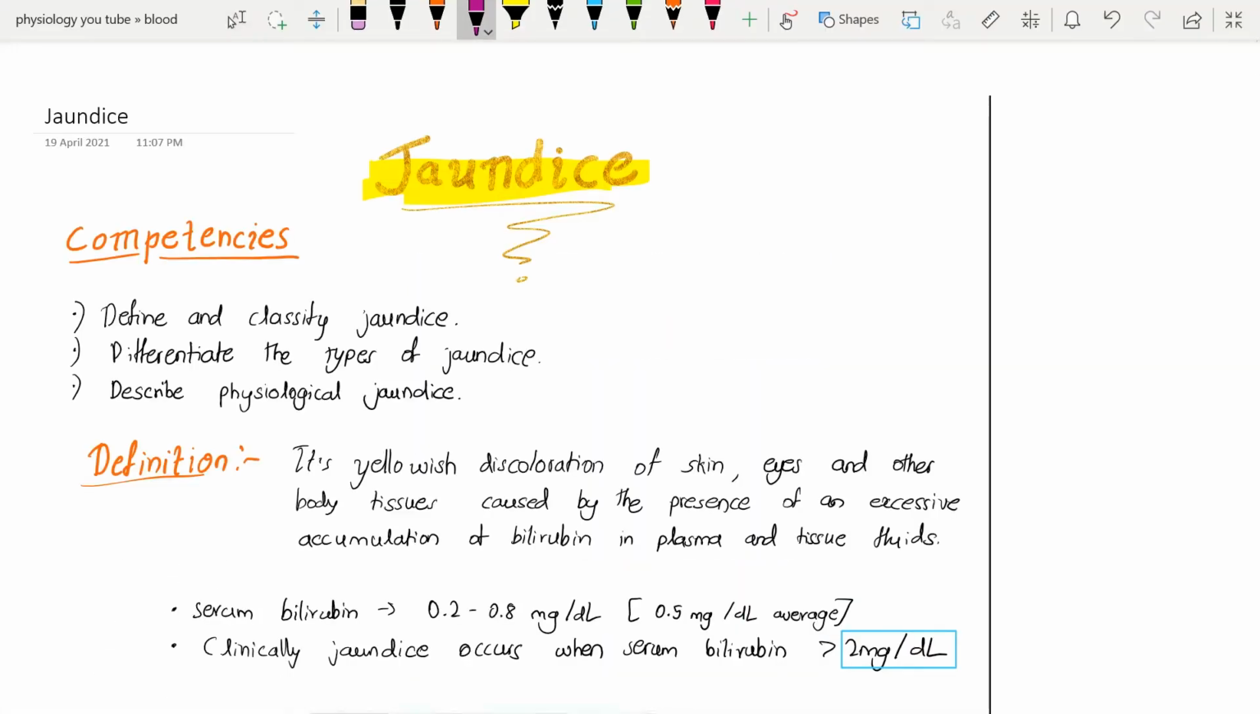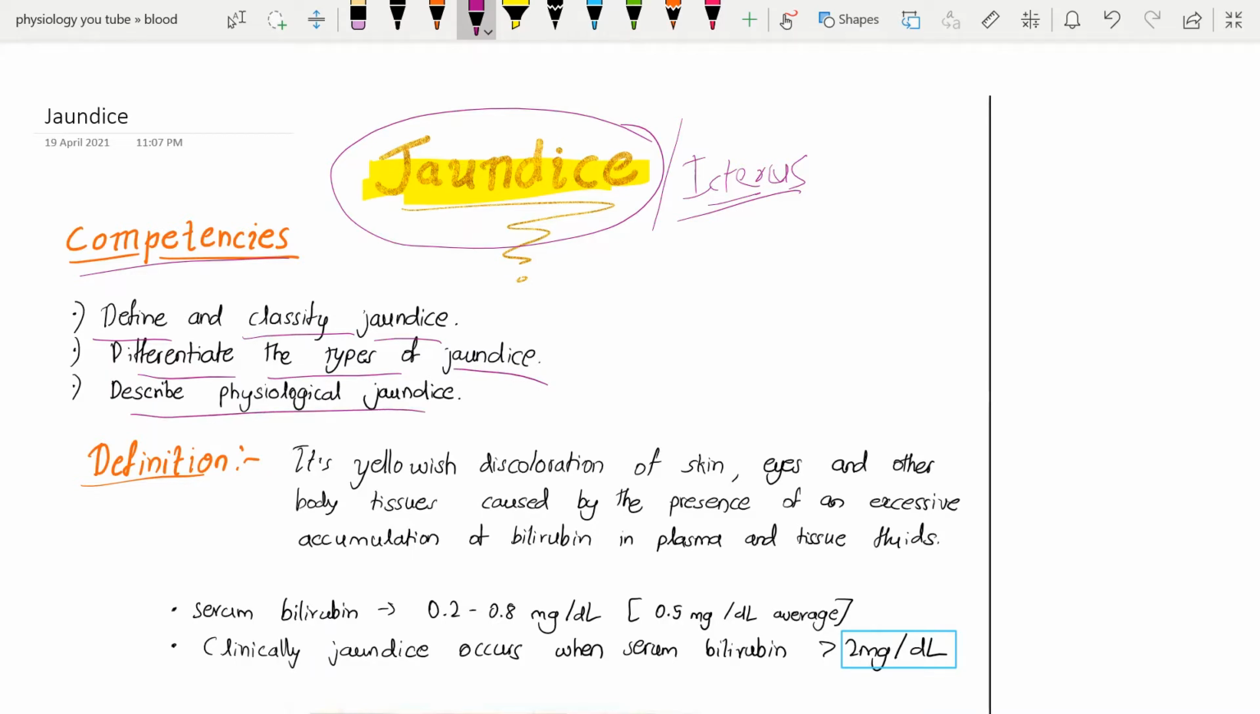Guys, today we are going to discuss jaundice. The clinical term for jaundice is icterus. Icterus. Competencies for today's class: define and classify jaundice, differentiate the types of jaundice, and describe physiological jaundice.